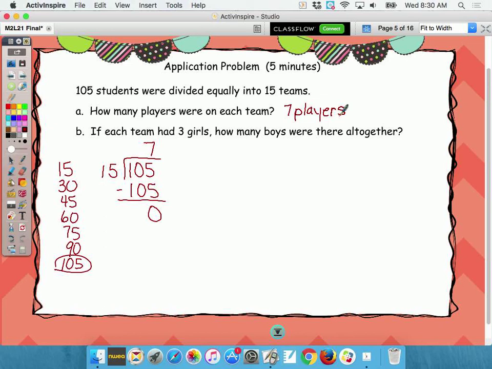If each team had 3 girls, how many boys were there altogether? Right away, I'm thinking of a tape diagram. Okay? How many teams are there? 15 teams. So let's worry about that later. Should we figure out one team? Yes. Okay. So the best way to figure out one team, I was thinking, do your tape diagram and put a 7 on the top. What do you think? And then how many of those are girls? 3, so the rest would be boys.